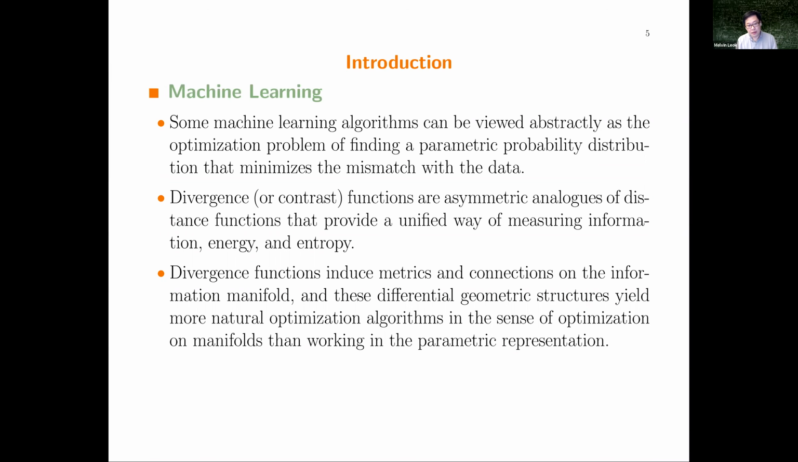And from a geometric perspective, what happens is that these divergence functions induce metrics, and they induce connections, which allow you to define things like parallel transport. And then these differential geometric structures can be used to construct optimization algorithms, in the sense of optimization on manifolds. Again, it gives you a way to think of these optimization algorithms intrinsically, in terms of the geometric properties as opposed to the parametric representations.